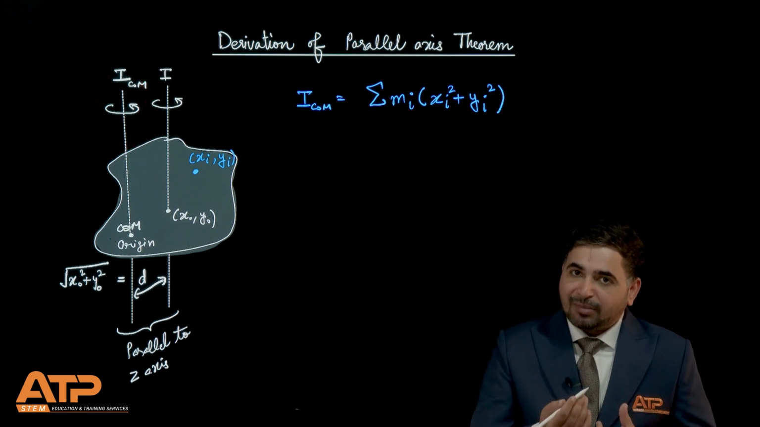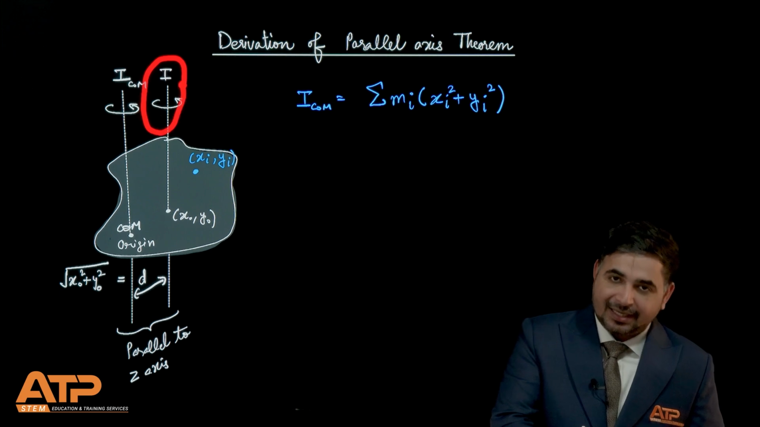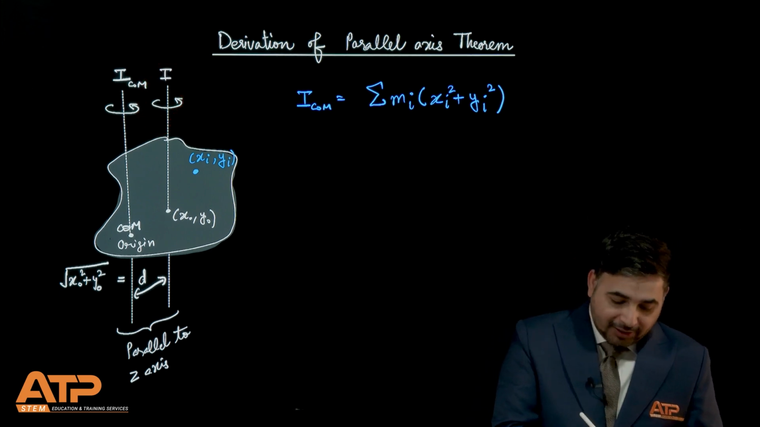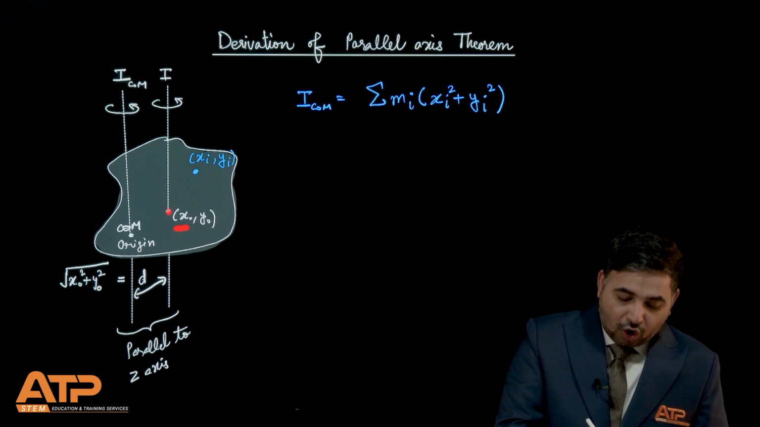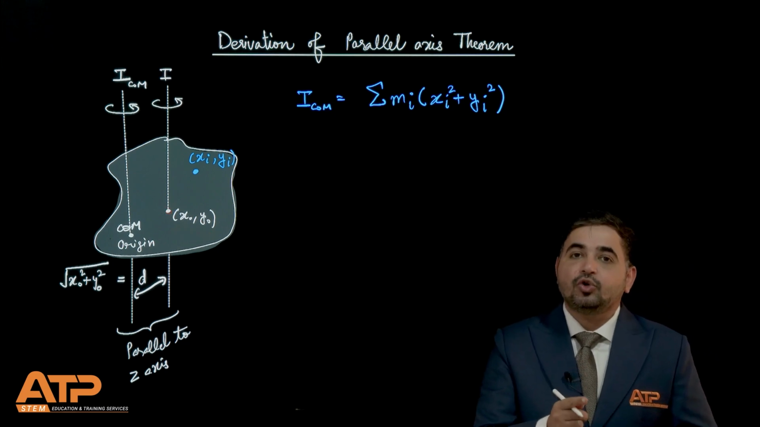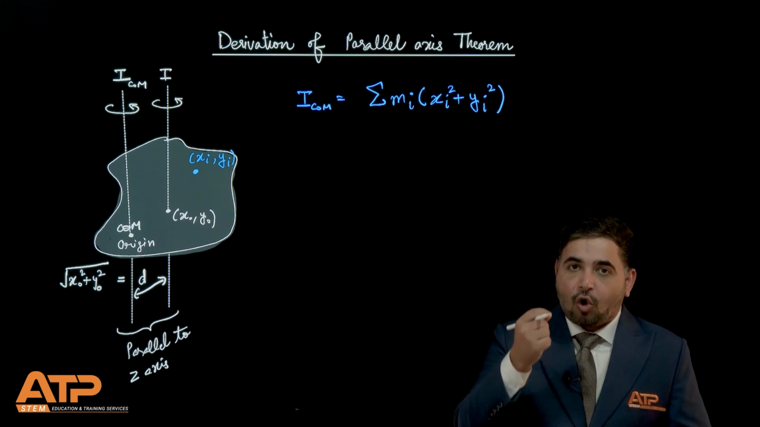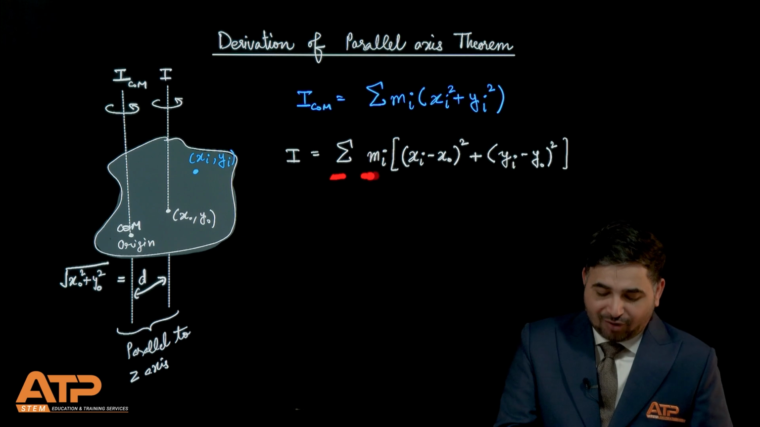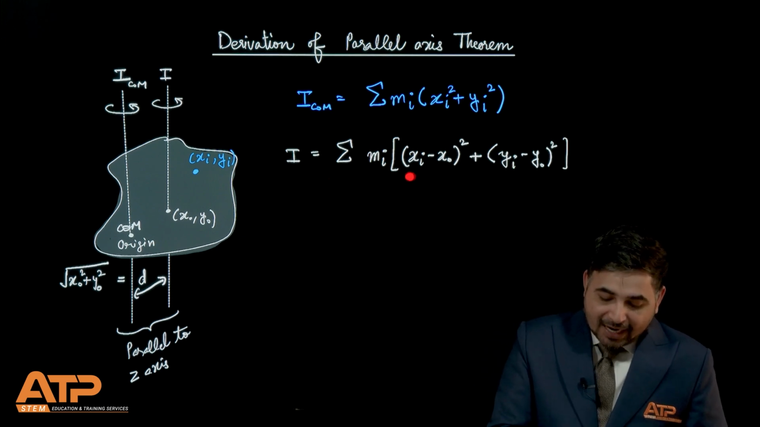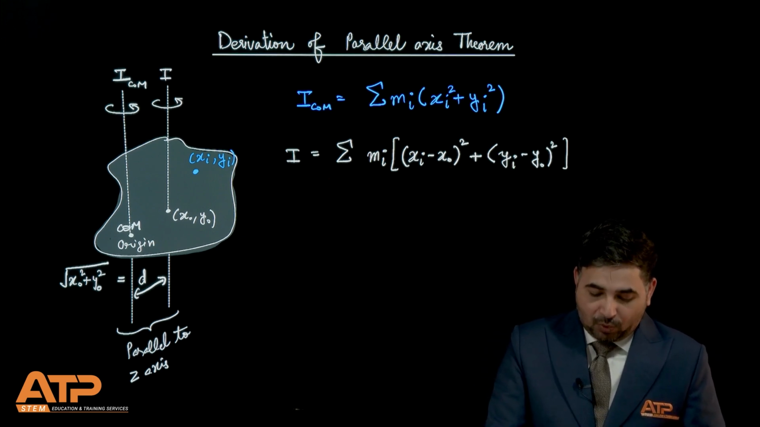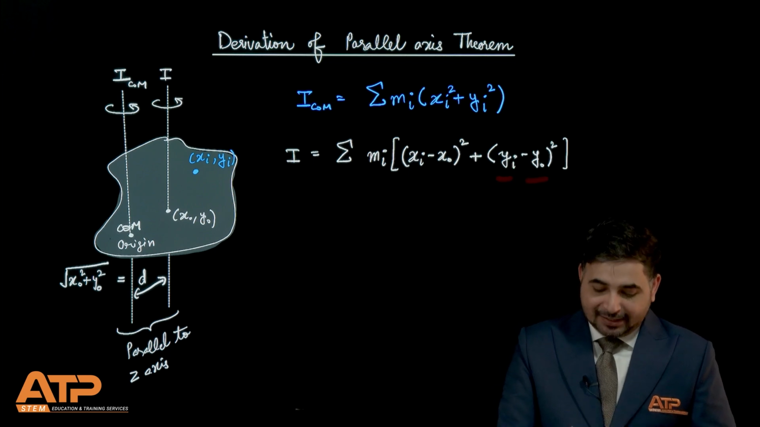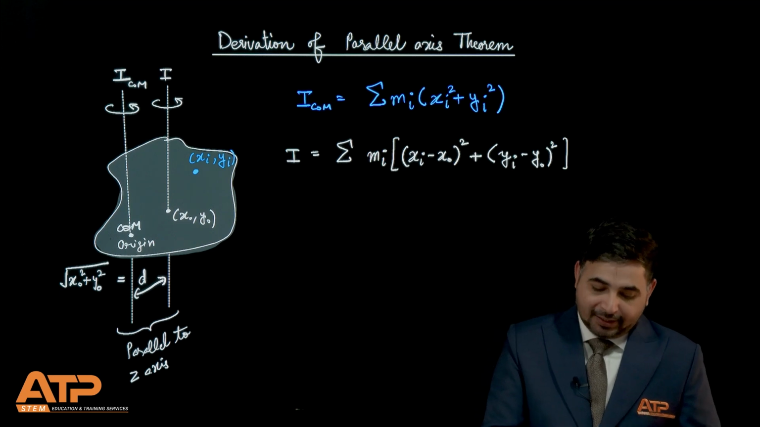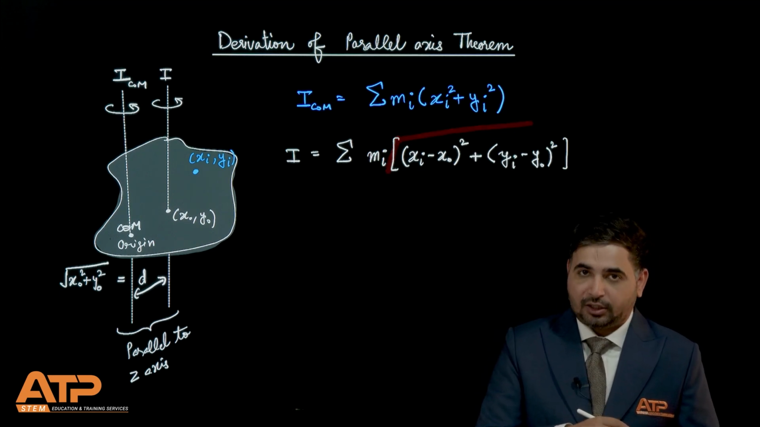But if I have to find my moment of inertia about this axis, then distance must be measured from this axis. And the coordinates of this axis are x naught comma y naught. So we are going to use distance formula for all the same particles. How will that work out? So it's going to be summation of mi times xi minus x naught square plus yi minus y naught square. This is your distance formula. And since we are using square of the distance, there is no root on this term.